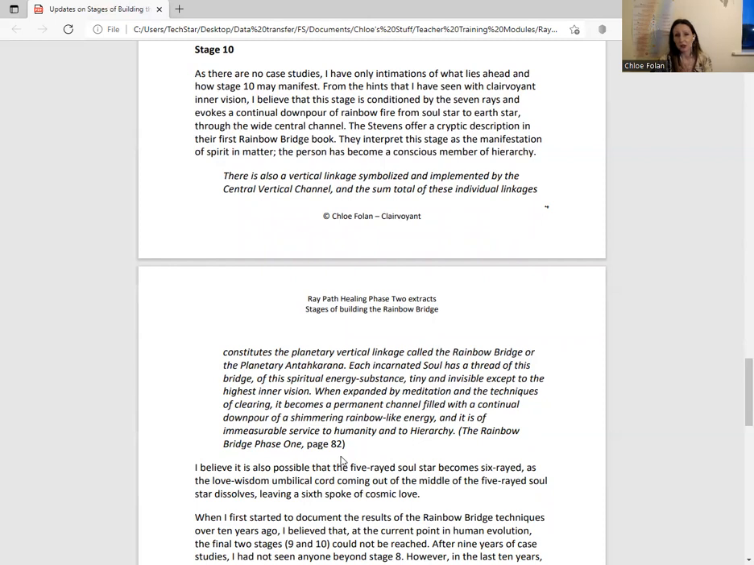So, mystery solved. After 12 years of meticulously documenting Rainbow Bridge and Ray Path students, I'm now seeing what that quote meant. And it is utterly phenomenal. So mystery solved, and an amazing one.